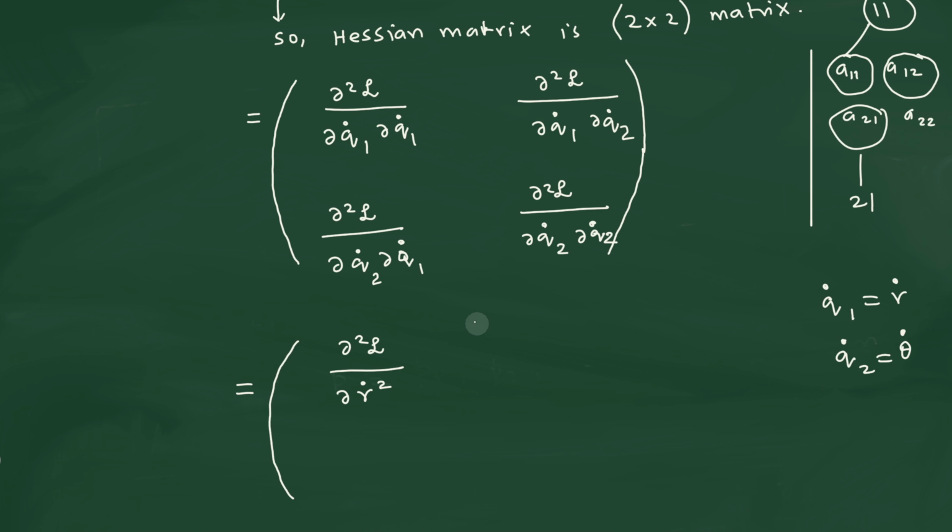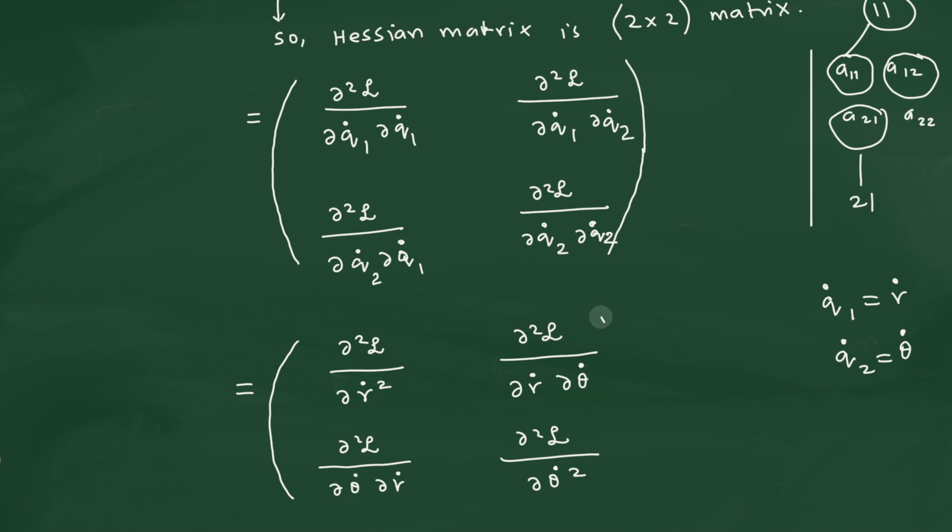Q1 dot. Then the second element is dou square Lagrangian divided by dou q1 dot, so I'll write down dou R dot. Then the second one is dou q2 dot. Q2 dot is theta dot. And similarly fill here dou square Lagrangian divided by dou theta dot, dou R dot. And the last element is dou square Lagrangian divided by dou theta dot square, because they're identical.